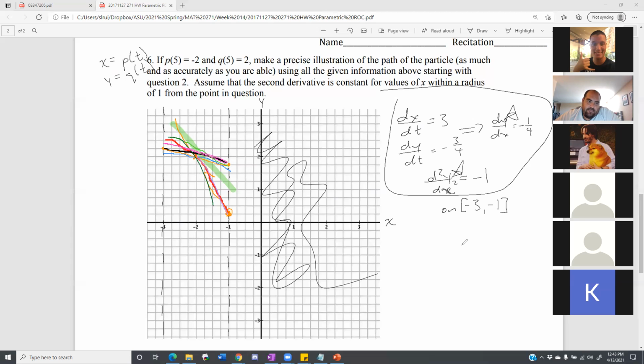I'd say within the range, yes, but outside of it, we don't know. Yeah, so outside of it, we have no idea. Okay, so let's talk about that in a bit too.